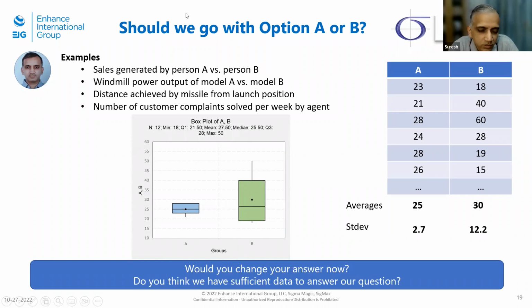So now the question is, who would you reward? Would you still reward person B for having a higher average? Or do you think that we need to be rewarding person A for having a lower variation? How would you make your decision and how would you pick which person should be rewarded? These are the types of questions that we should be able to answer by considering variation as part of our decision making.